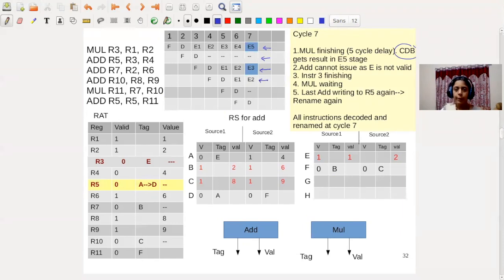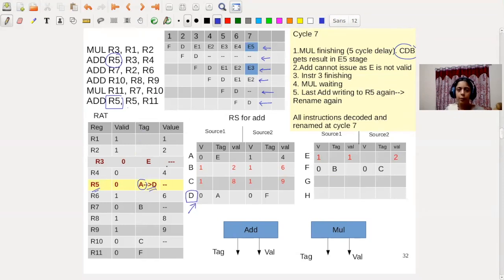This add is continuing with its execution. This mul is waiting for previous ones to finish, and the last add is interesting because it is of course going to be given a reservation station and all that, but then R5 is going to be renamed. R5 has already been renamed previously, if you observe here, to the name of A, and now it is going to be renamed again to the new reservation station name, which is D.